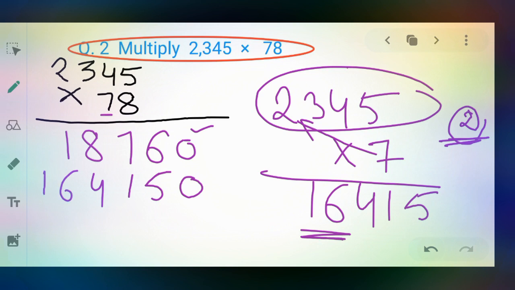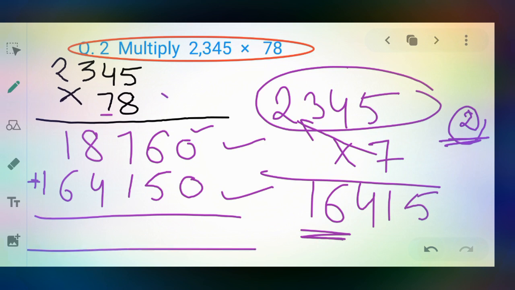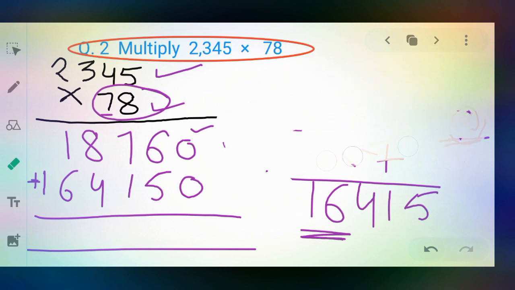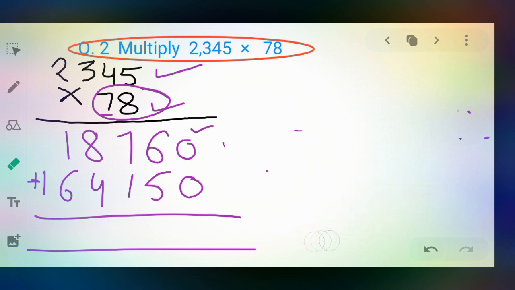Okay. Now dear student, after doing this, you have to add. So this answer and this answer you have to add. You will get the answer of the multiplication of 78. That means you multiply this number by this number. So first of all we add here. Okay. Now I will remove all these things which I wrote here. Okay. Now in this way, dear student, I will get the answer.